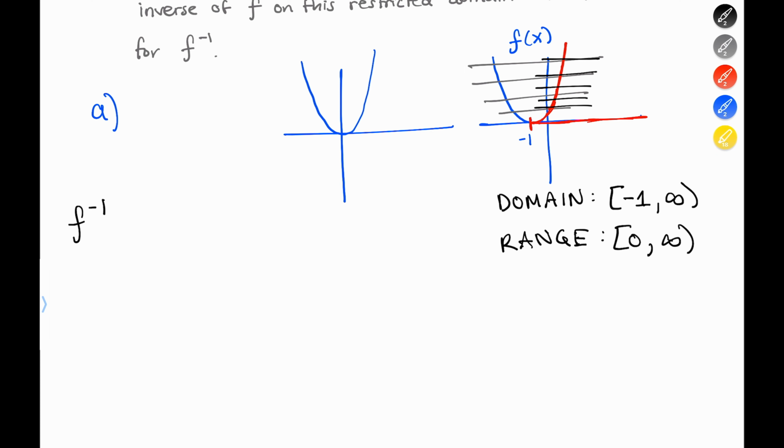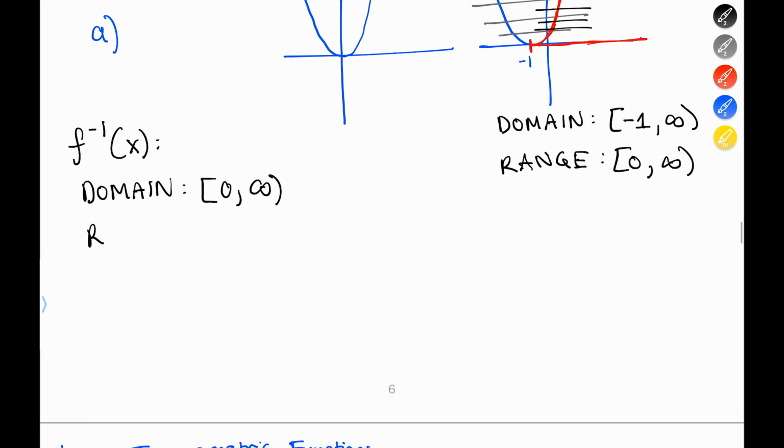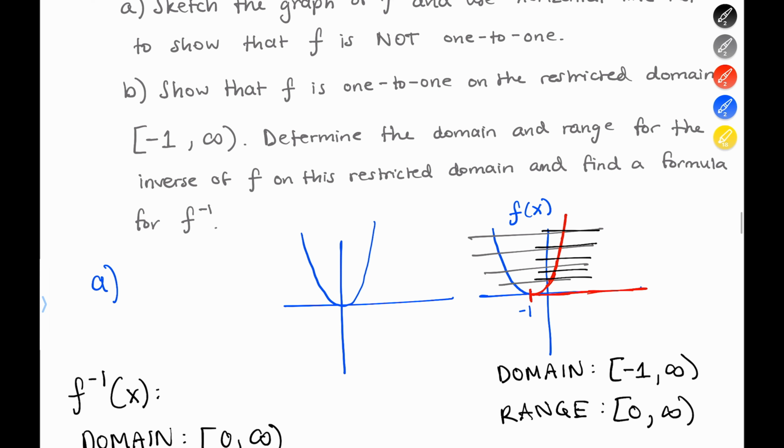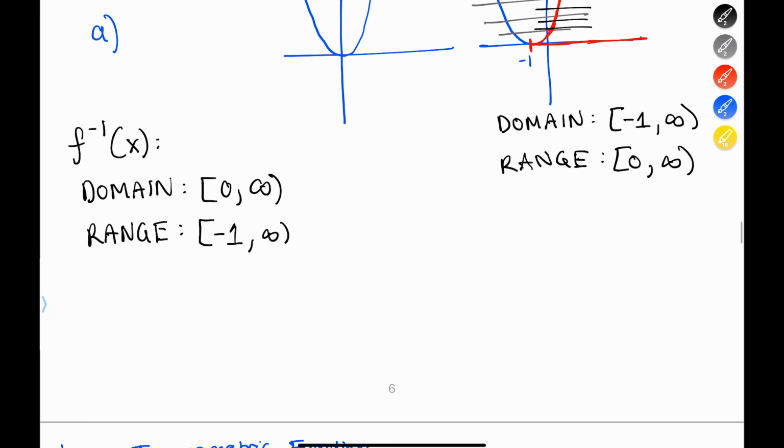So for f inverse of x, the domain would be the range of the regular function. So that would go from 0 to infinity. And the range would be the domain of our regular function, which is from -1 to infinity, including -1. And now let's find the formula of f inverse.